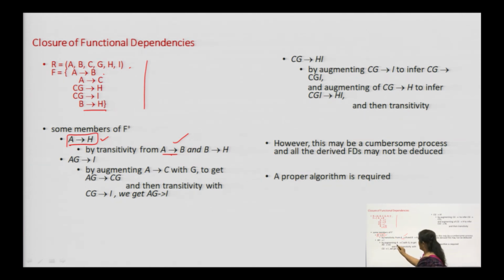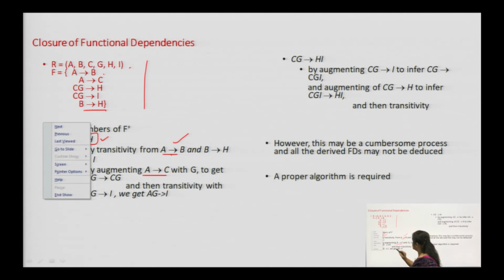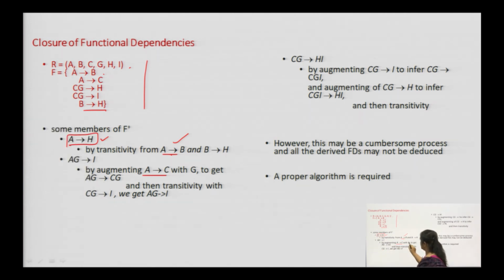Similarly, I have A to C and I have CG to I. So augment A to C with G, on both sides we can augment. So I have AG to CG and I have already been given CG to I. So what do I get? I get AG to I.